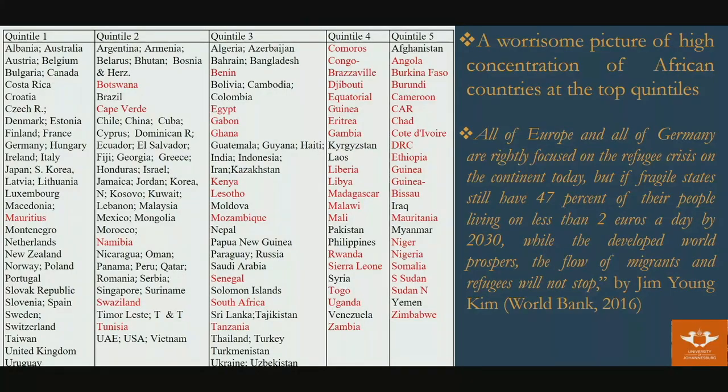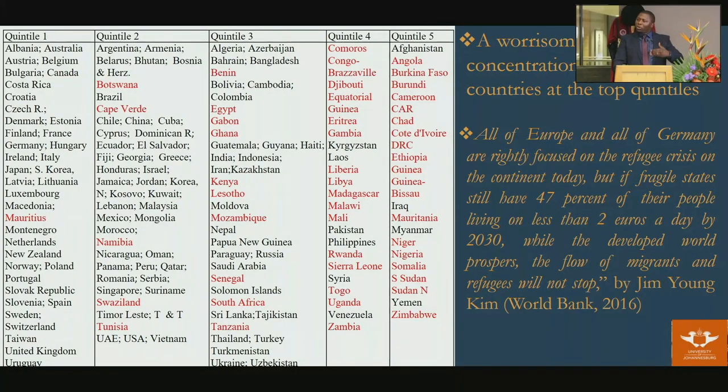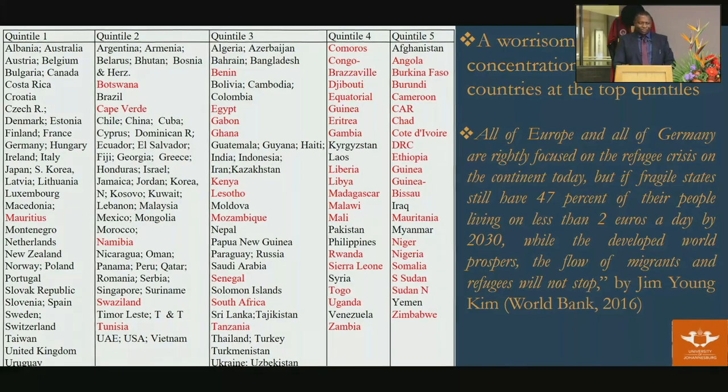It's inequality and exclusion that is behind what you're seeing, although state failure also perpetuates inequality, but exclusion plays much more of a role. What we are looking at there is quite worrisome. There's only one African country that I found in the bottom quintile. That was Botswana. I don't know if there's any other country there. But most of the African countries are at the top. South Africa is in quintile 3.